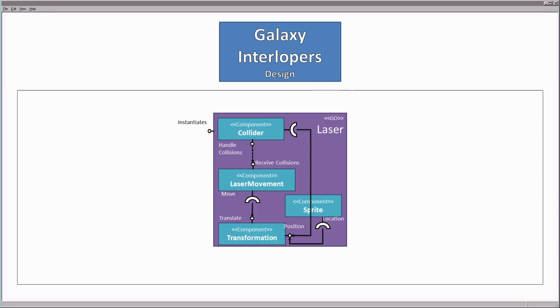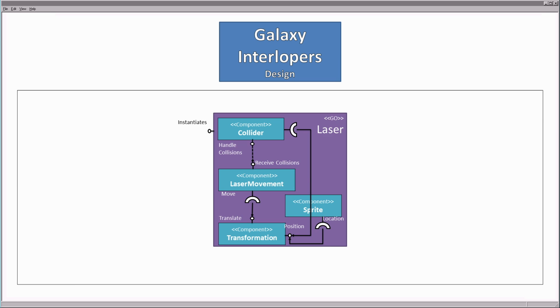We can now see the laser game object and its assembled components. One major detail is the connector outside of the game object that says instantiates. Instantiating is the concept of creating a new instance of a game object, and we could think of this functionality as being provided by the game object itself.